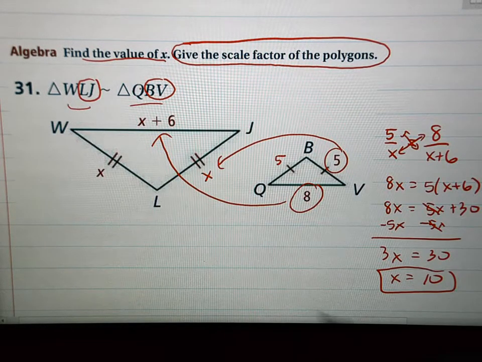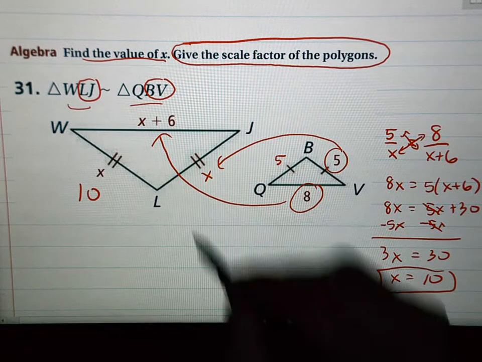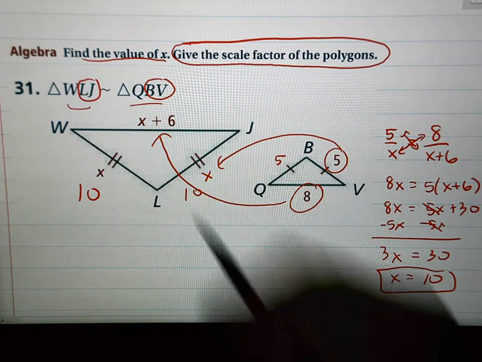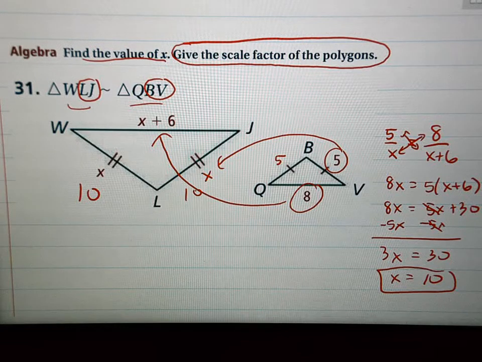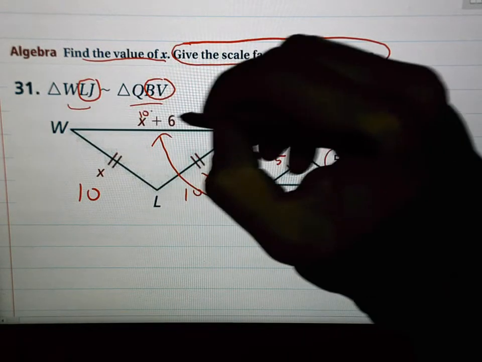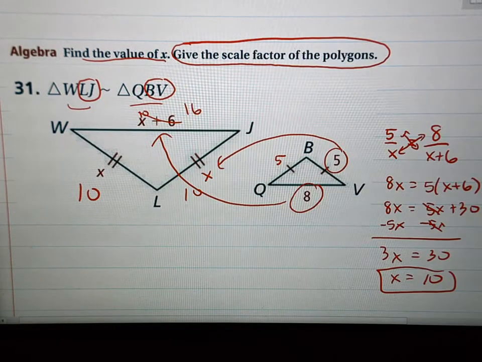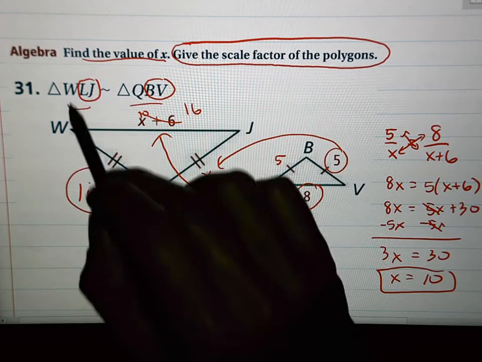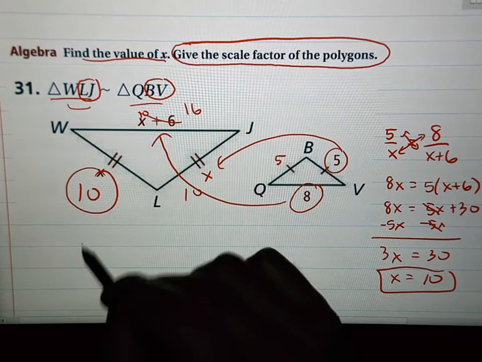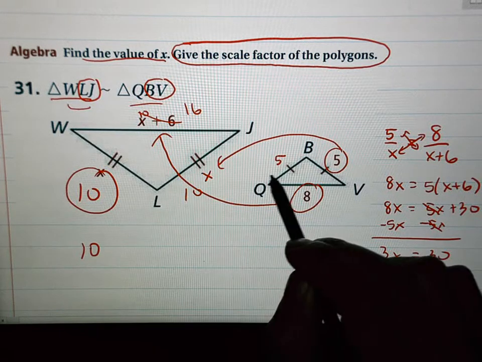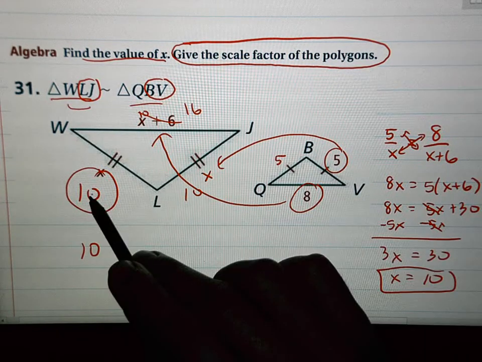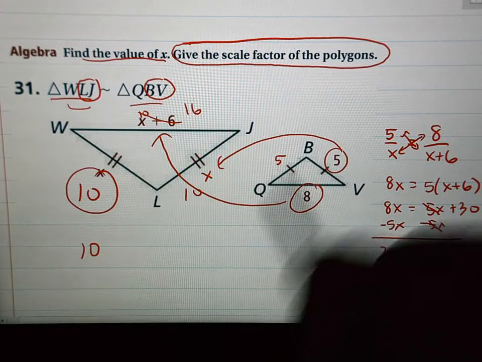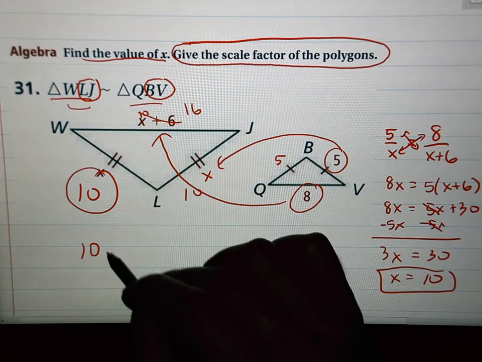So now that we know that this is 10 and that's 10, we can just use two of the sides. It doesn't matter, I could plug it into the bottom if I wanted to, 10 plus 6 and get that 16. Well, what's the scale factor? You take whichever one they started with, the one on the left is 10, and I'm going to compare it to its other side. This 10 is WL is proportional to that QB, which is 5, 10 to 5.